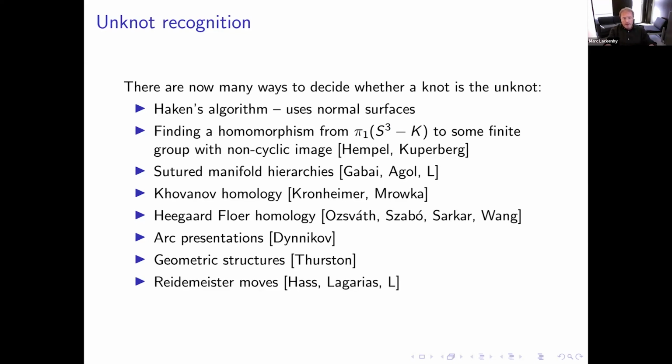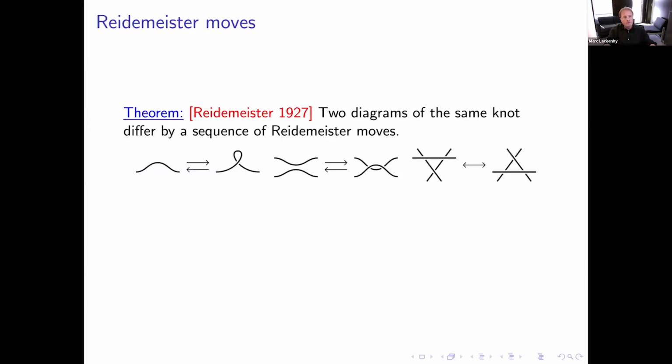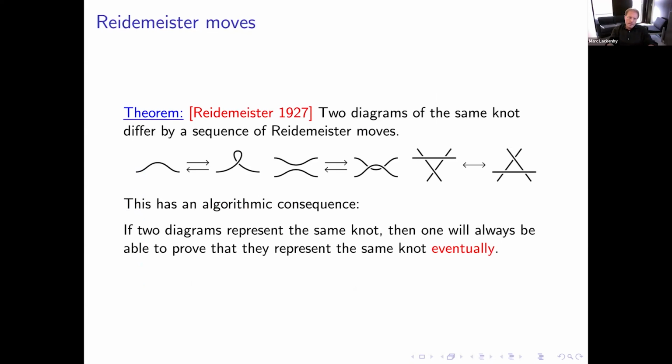And then there's a rather elementary approach using Reidemeister moves, and this is actually what I want to discuss now. It's a very foundational theorem in knot theory that any two diagrams of the same knot differ by a sequence of Reidemeister moves, as shown. And this has an algorithmic consequence. It implies that in the situation where two diagrams represent the same knot, you'll always be able to prove that to be the case, eventually.